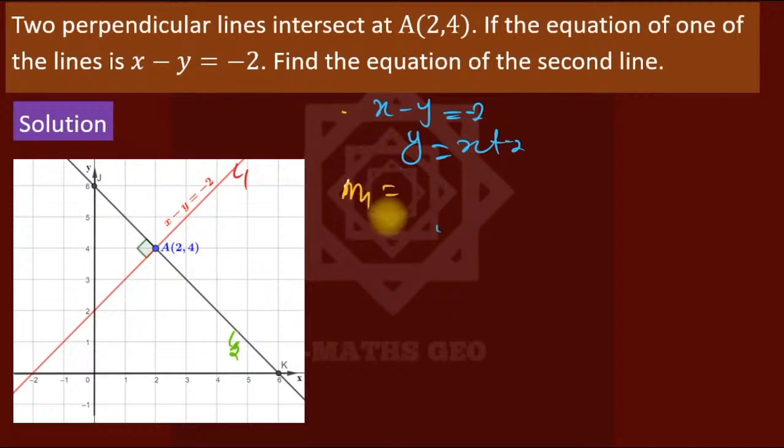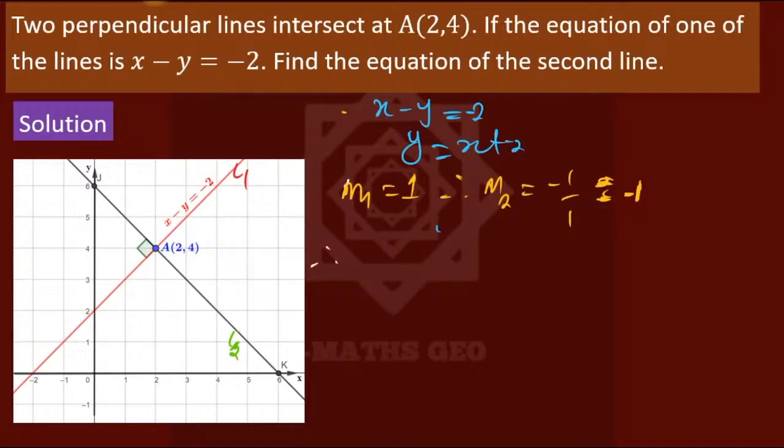M1 is the coefficient of x after making y the subject of the formula. That's the slope. Therefore, M2 will be minus 1 over 1, which is minus 1. Since they are perpendicular, the product of their slopes is always minus 1. So the first one is 1, the other one minus 1.